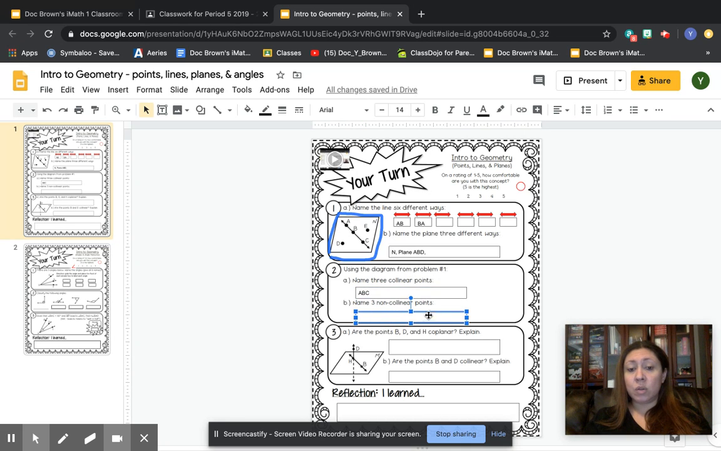Name 3 non-collinear points. Okay, well then pick one that's crooked. So A, B, E. That's crooked. Doesn't matter. All right.